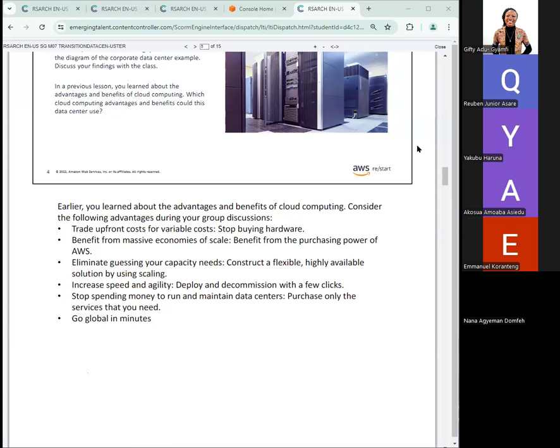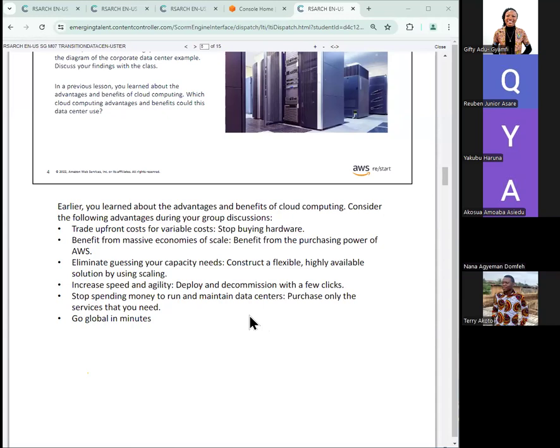AWS, when it comes to the cloud, does a lot of the maintenance, commissioning, and decommissioning. When we talk about decommissioning, it means taking apart, or destroying your resources. So, increased speed and agility: deploying and decommissioning or destroying your resources would be quicker now. It would be faster because AWS does all of those things for you.